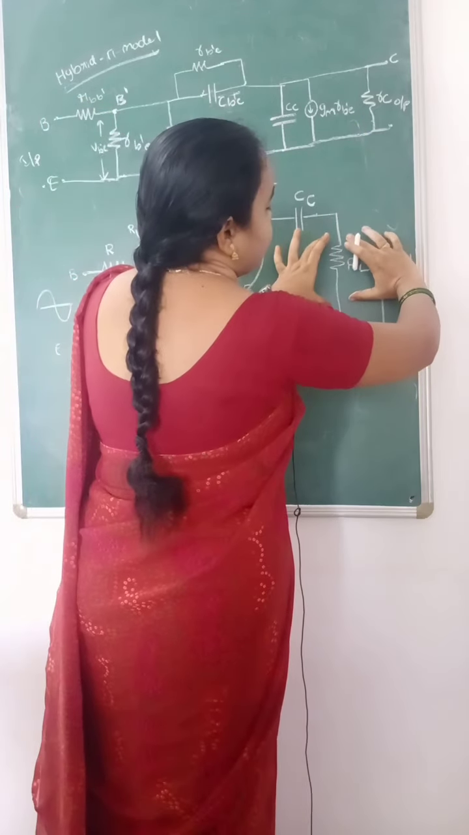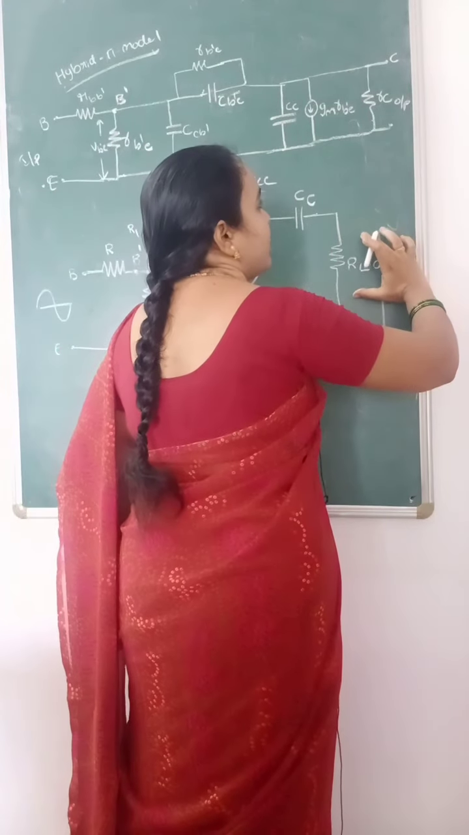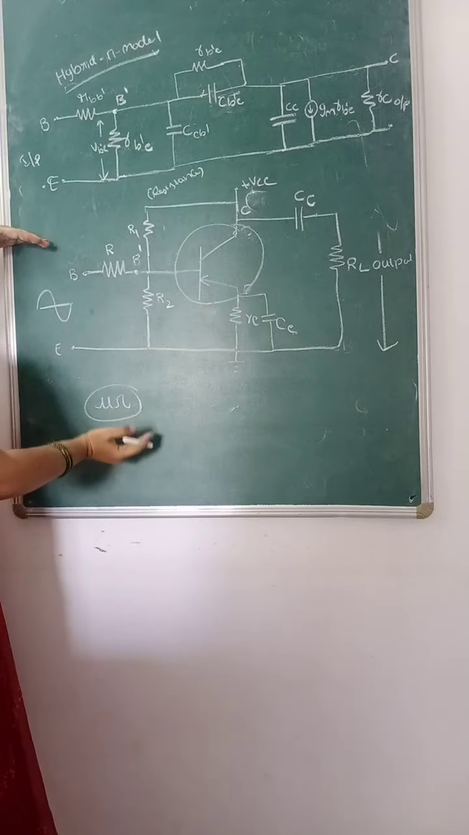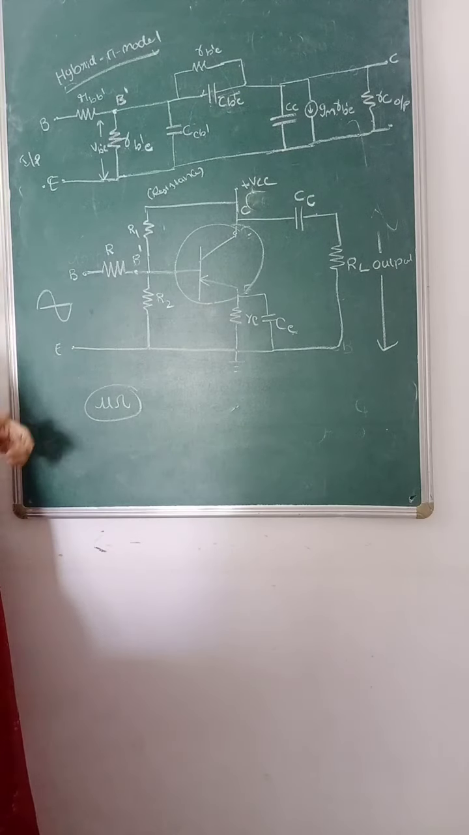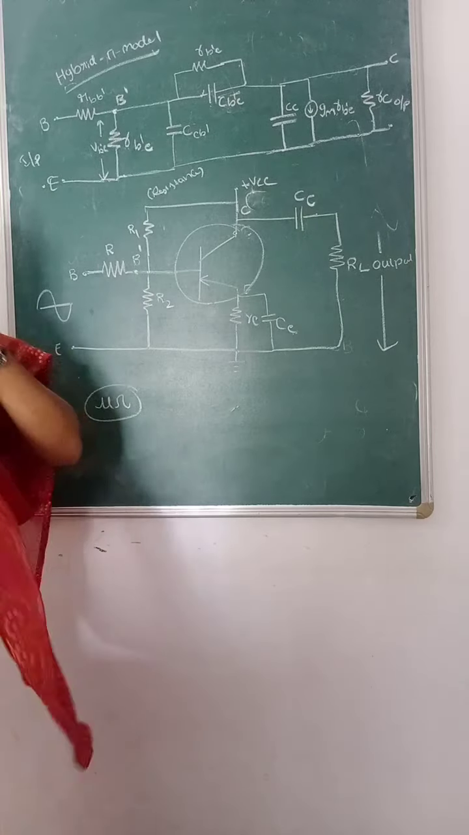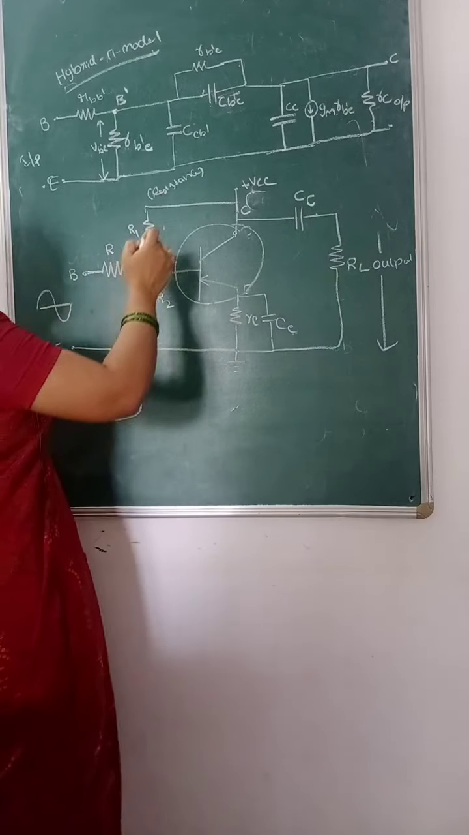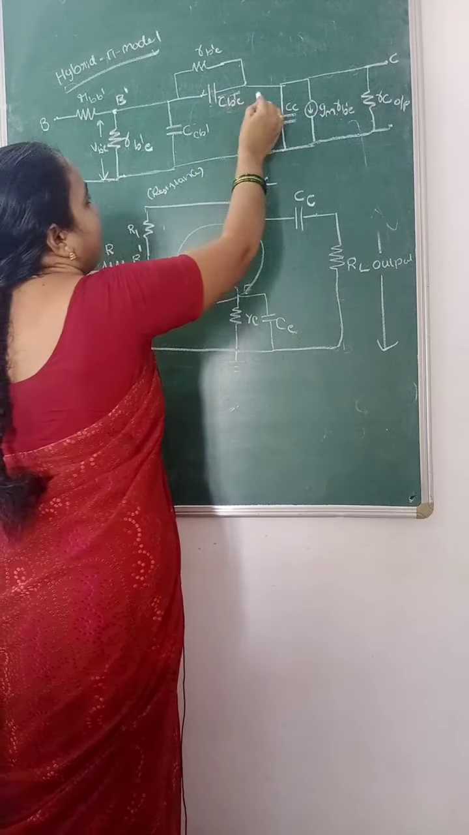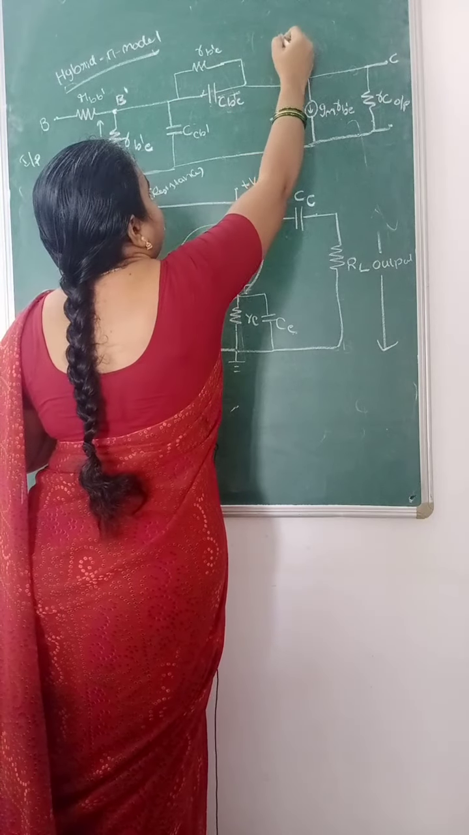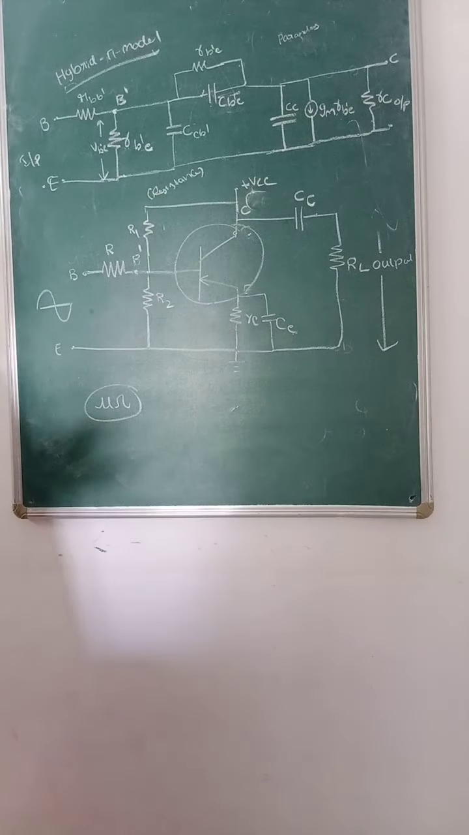So output is taken across the load resistance. So here we have replaced this load resistance with the collector capacitance. This is the hybrid pi equivalent circuit of this single stage common emitter amplifier. So this is the hybrid pi model. Why? Because this is in the shape of a pi. So this is the mixture of hybrid of several parameters. This is also known as the hybrid pi model of a transistor.